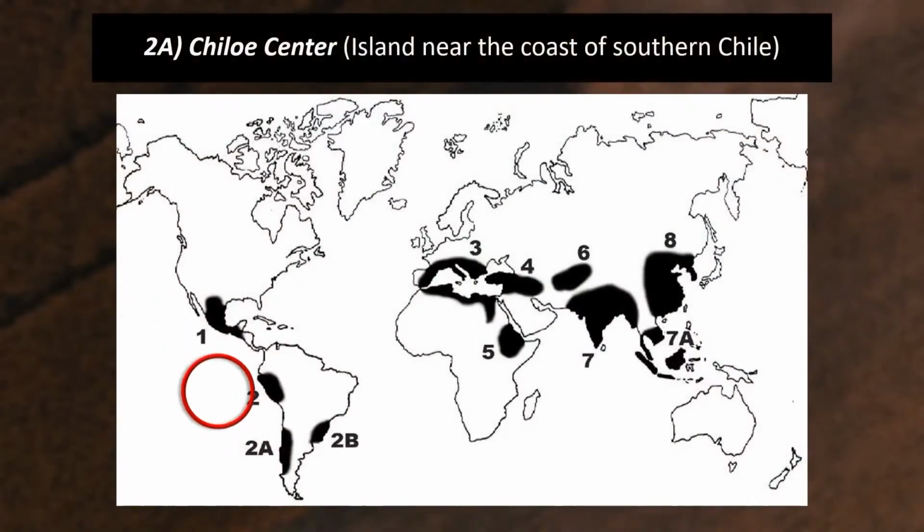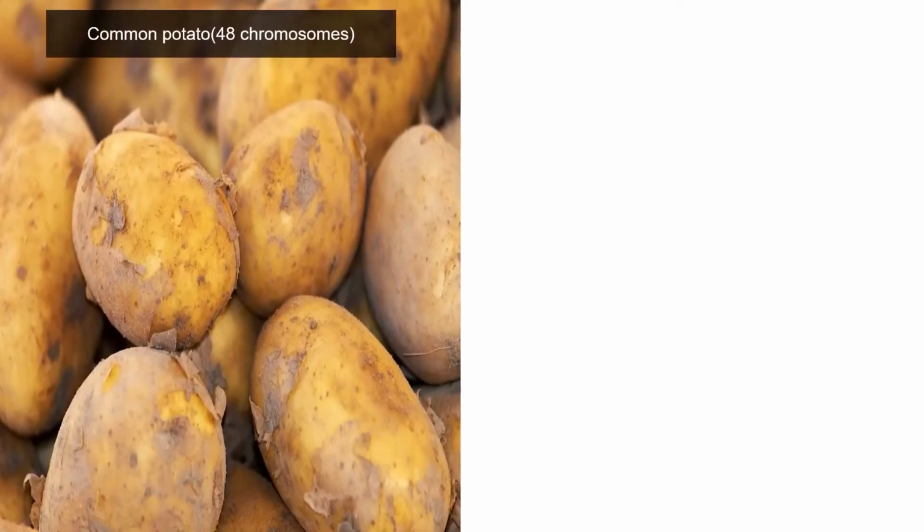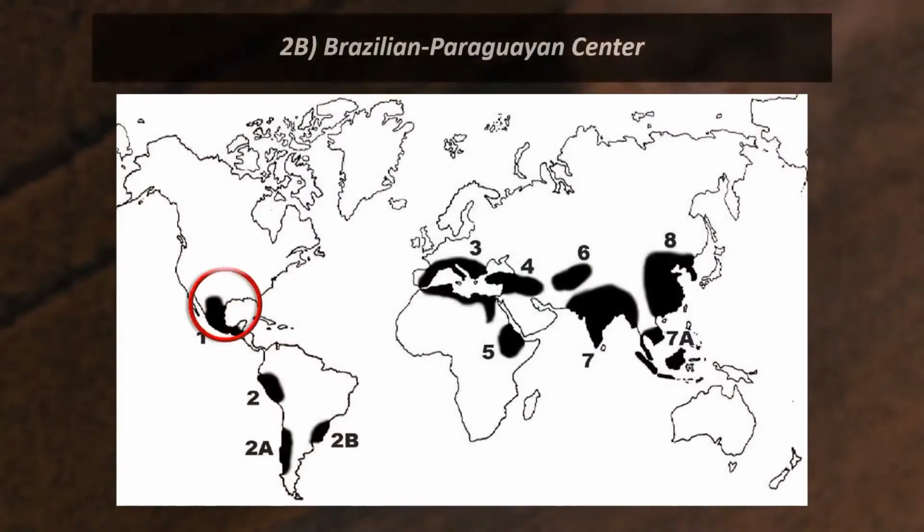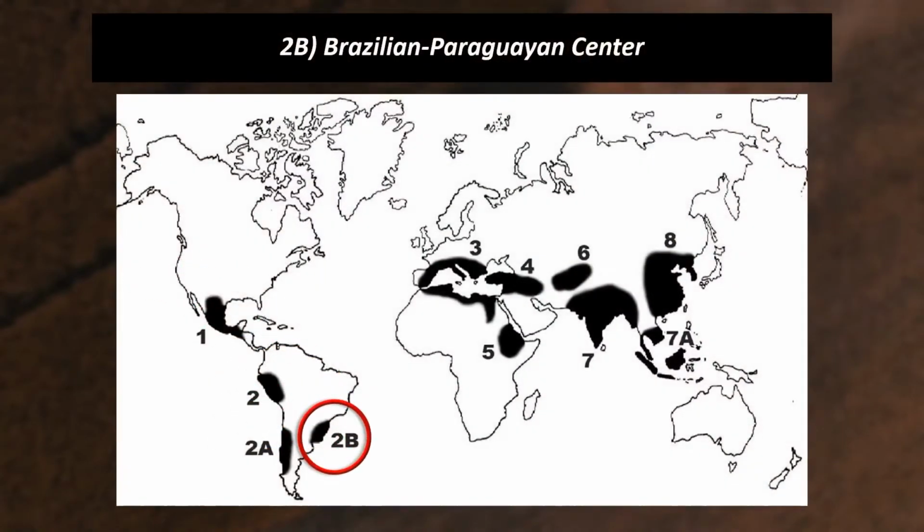When you look into that center of origin in this map, 2A, that's called Chiloe center, that includes an island near the coast of southern Chile, where the common potato of 48 chromosomes originated, right? Then strawberry also, right? So in 2B, we will see in this map, this is a part of the Brazilian Paraguayan center. It is the origin of manioc, peanut, rubber tree, pineapple, Brazil nut, cashew, purple granadilla, right?